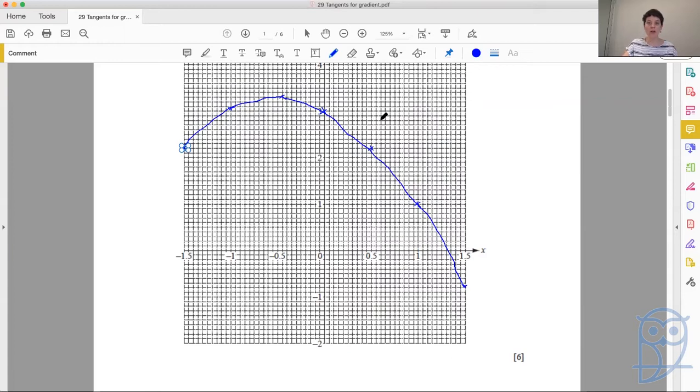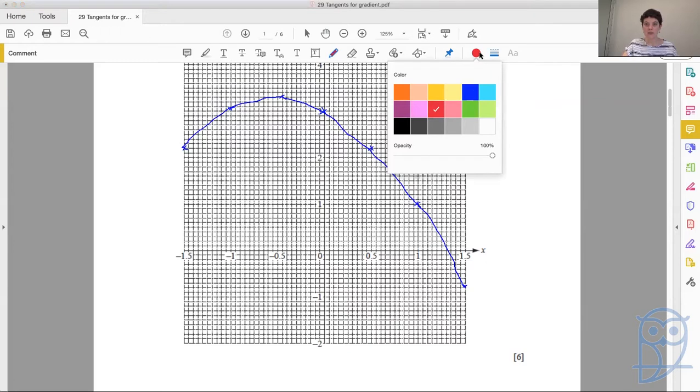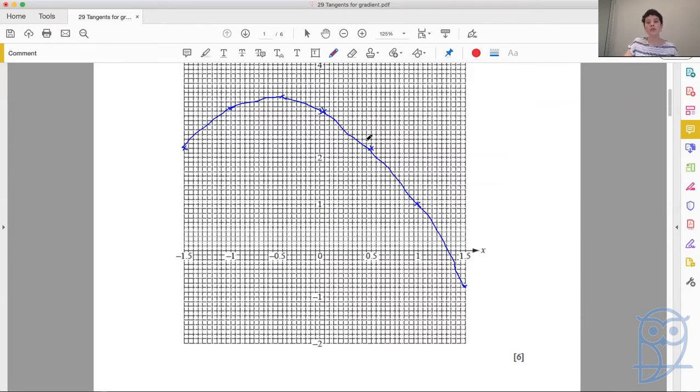We're going to go up to our graph and we're going to change color so that things are nice and easy to see. So we want to draw a straight line that just kisses our graph at 0.5. So again, if you have your beautiful see-through ruler, this will be a whole lot easier. But let's pretend, for the sake of this lesson, that that is a beautiful straight line.